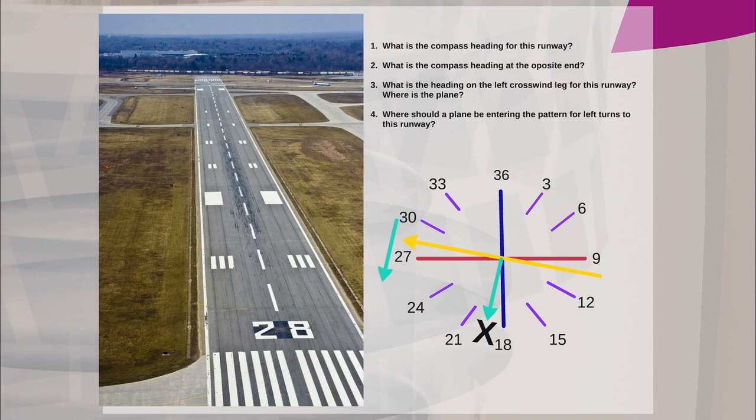But here I even said entering the pattern for left turns to this runway. So it should be right down here. And there you go, the black X. So if they gave you possible answers on the test as north, east, and west, what would you choose this to be? Take a second and think about that.